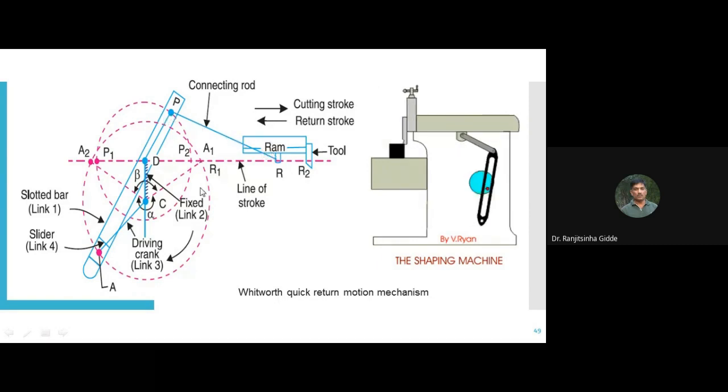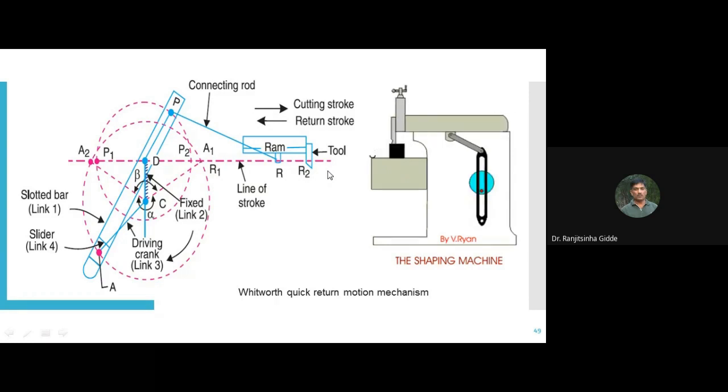So this is additional construction. Generally this one is the slider crank mechanism. The connecting rod is a coupling rod here. This one is the cutting stroke. This one is the return stroke. So basically this is nothing but the shaping machine operation.